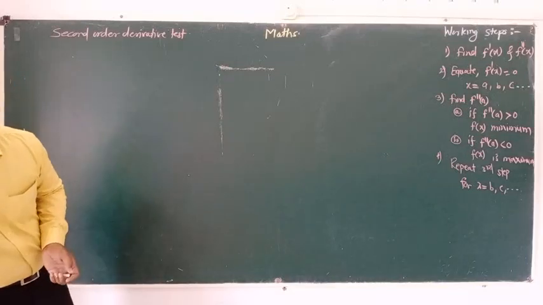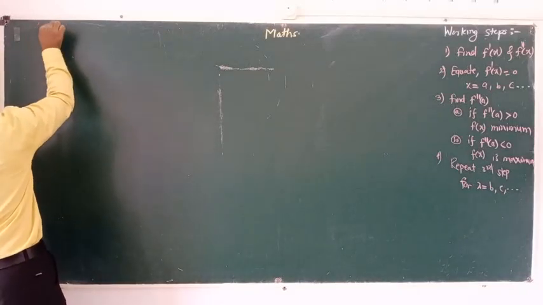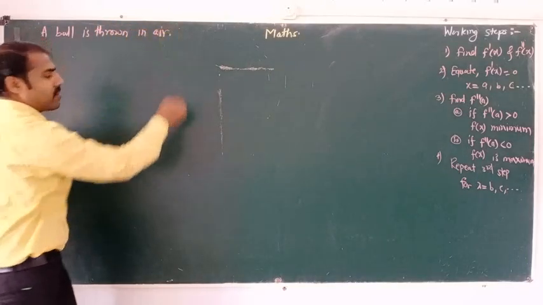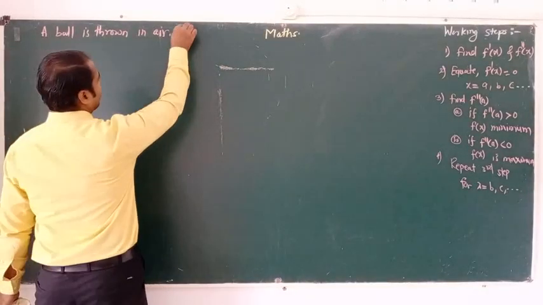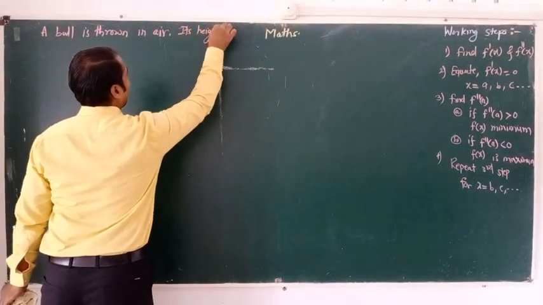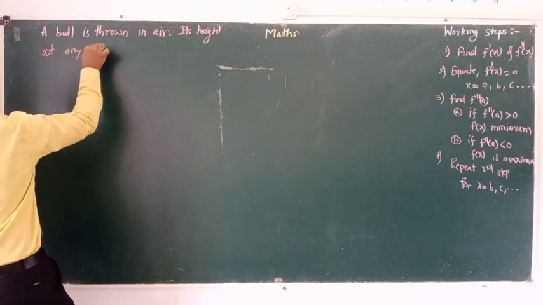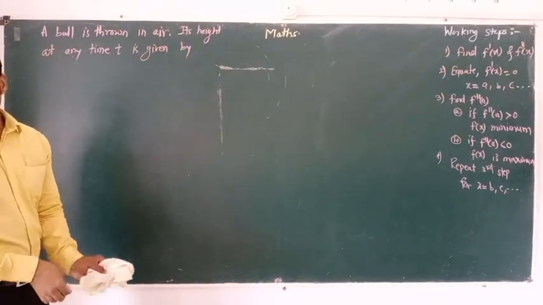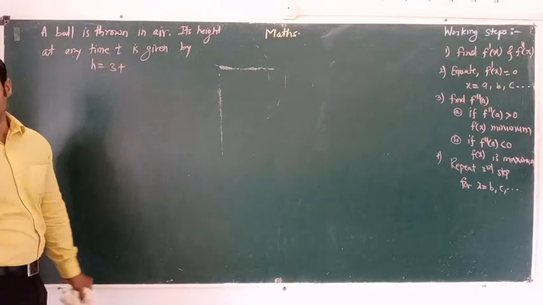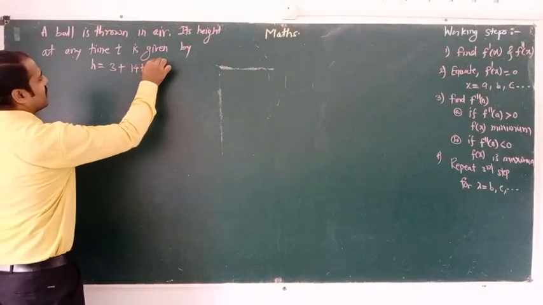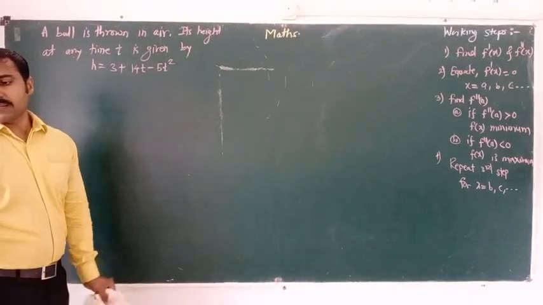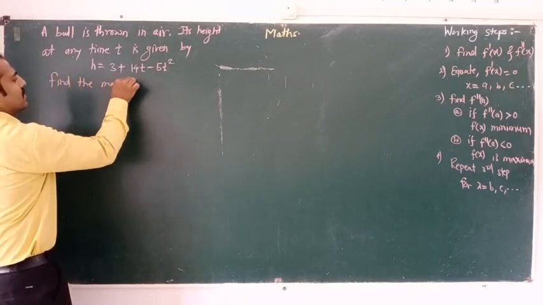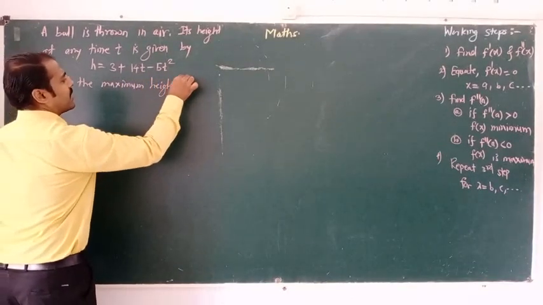A ball is thrown in air. Its height at any time t is given by h is equal to 3 plus 14t minus 5t square. Find the maximum height it can reach.